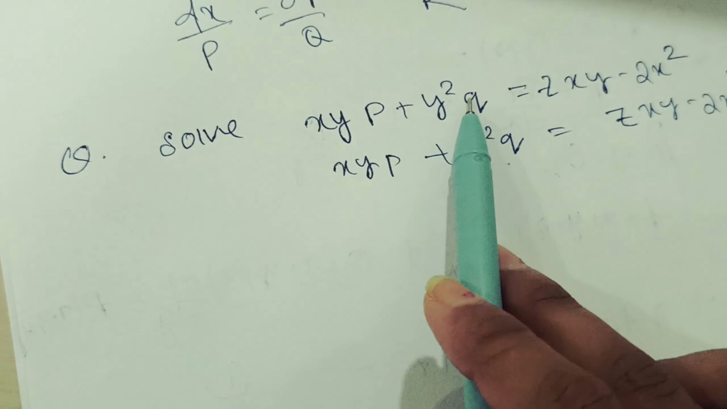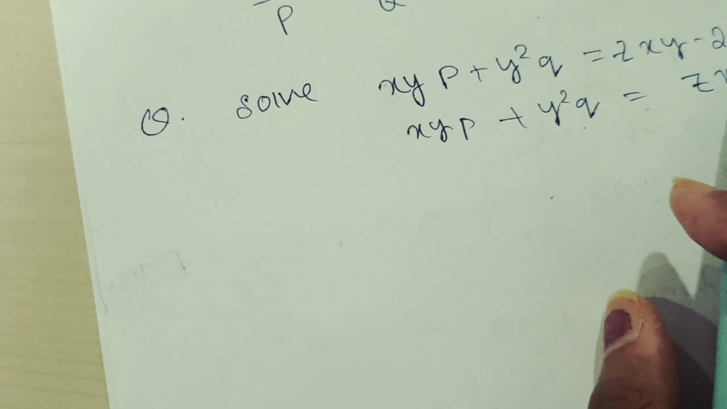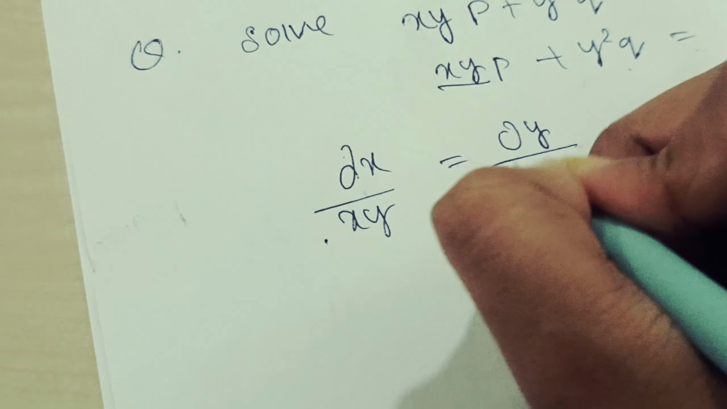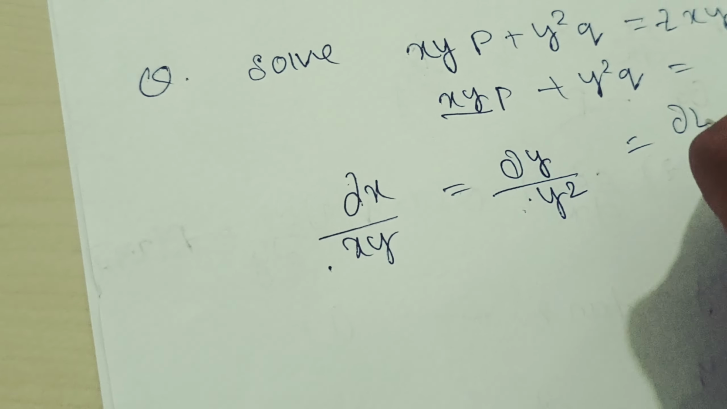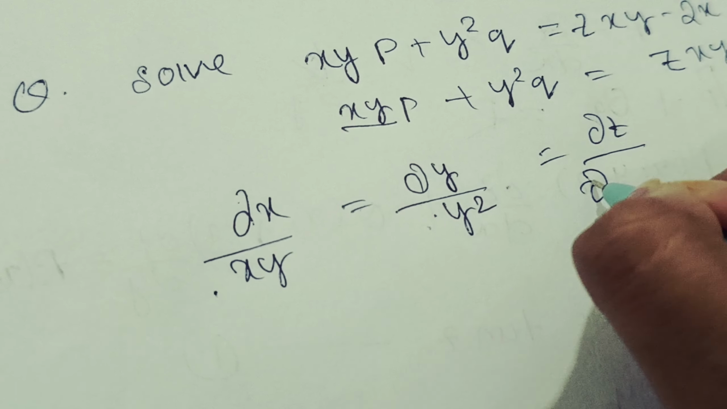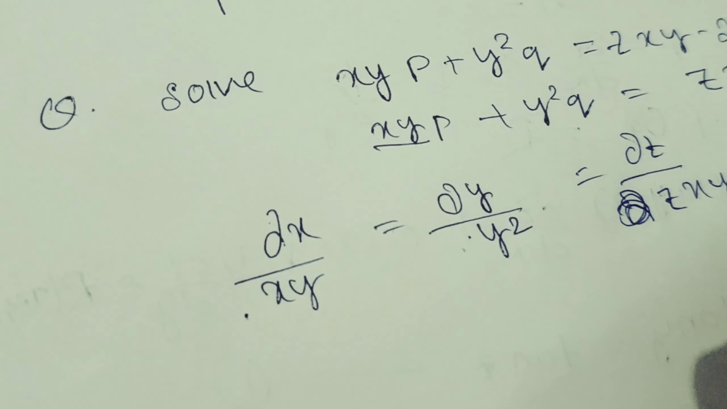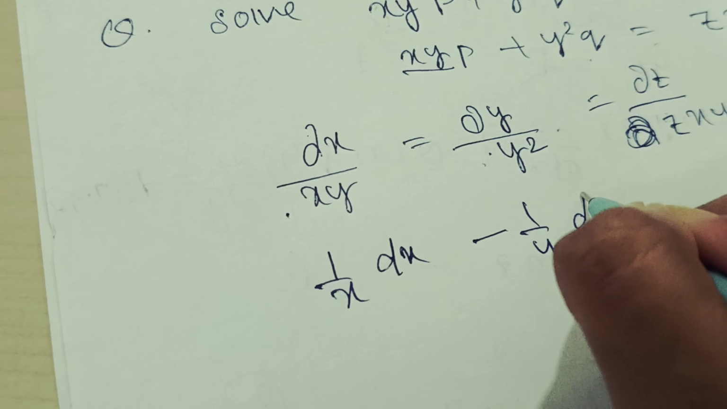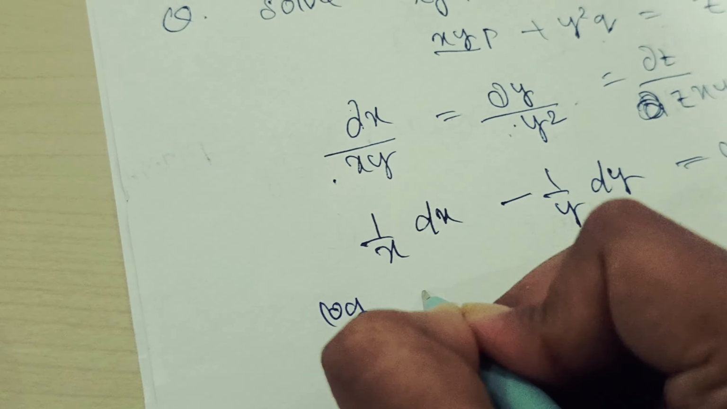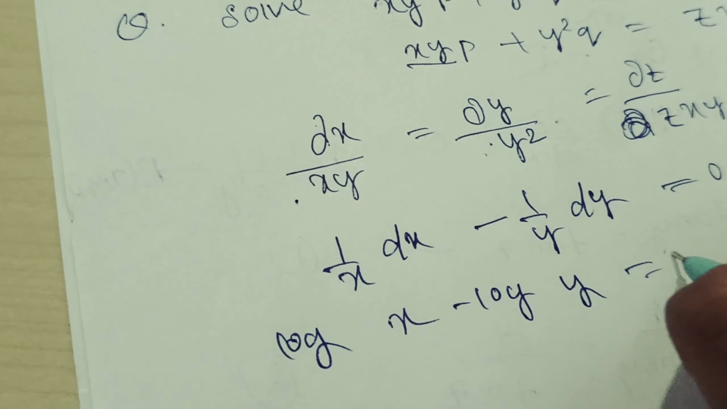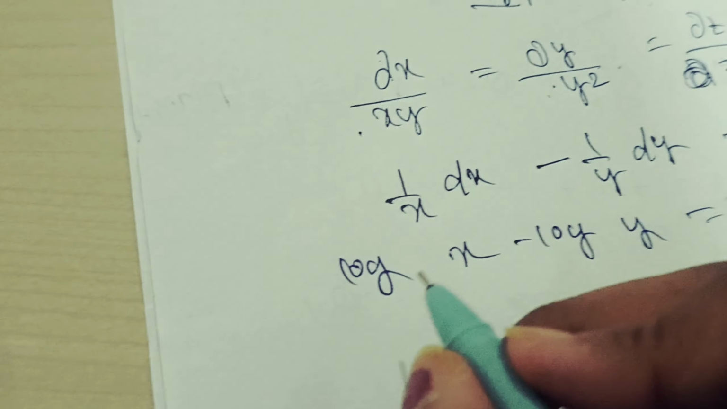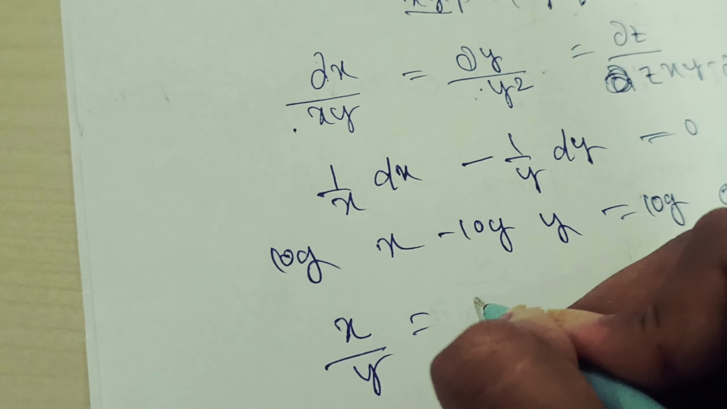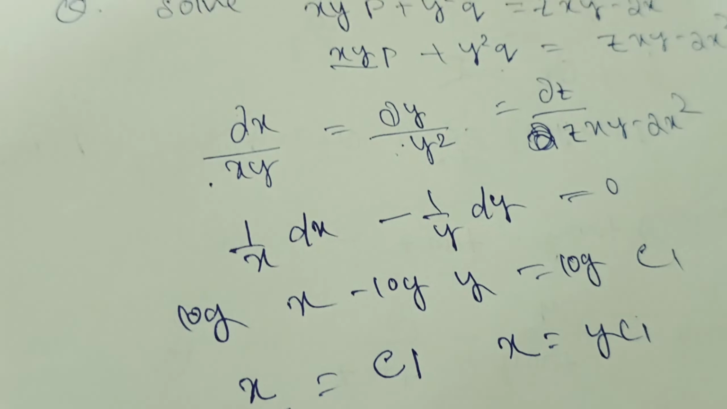Solve this question: xy p plus y square q equals zxy minus 2x square. So the Lagrange's auxiliary equations are del x by xy equals del y by y square equals del z by zxy minus 2x square. So 1 by x del x minus 1 by y del y equals 0. Then log x minus log y equals log c1, this is integration. Then x by y equals c1 and x equals y c1.